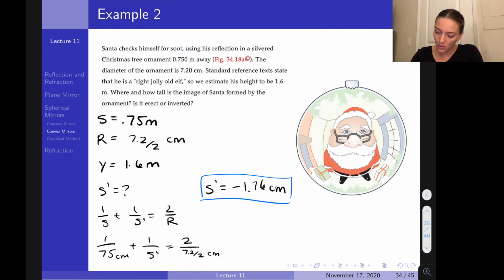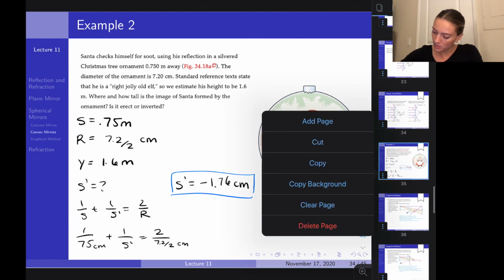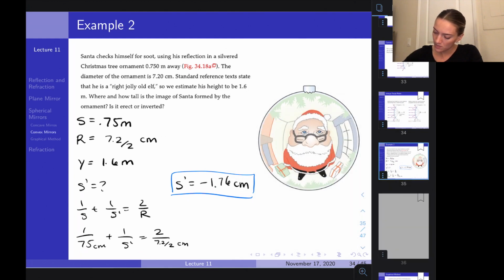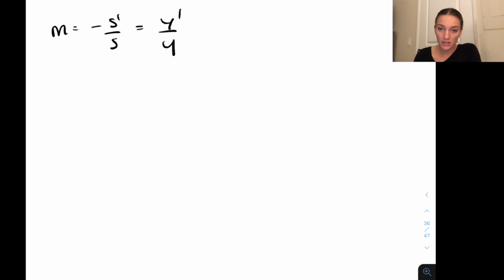So now we want to know how tall he is. So first, let me add another page. Let's use the magnification we know is this, which is also equal to this. So since we know S and S prime now, let's find the magnification. We know his height, and then we can find Y prime.